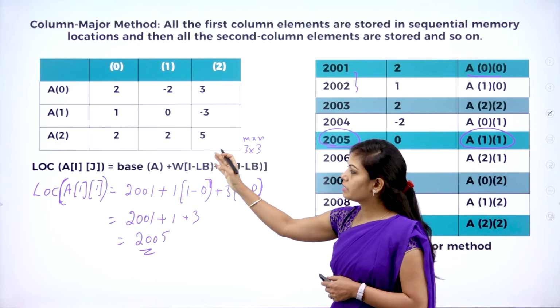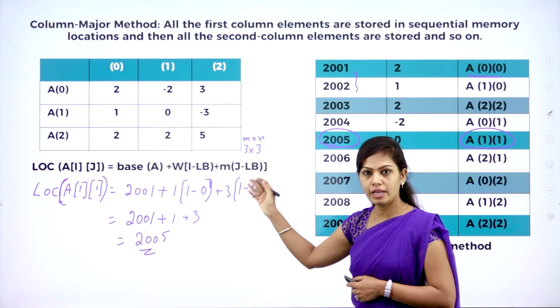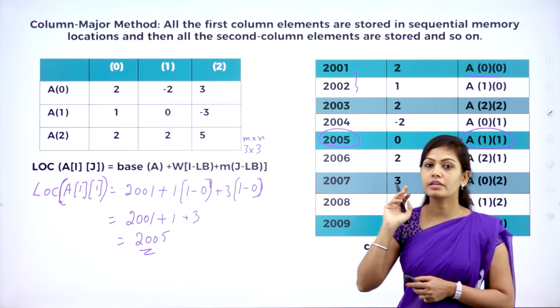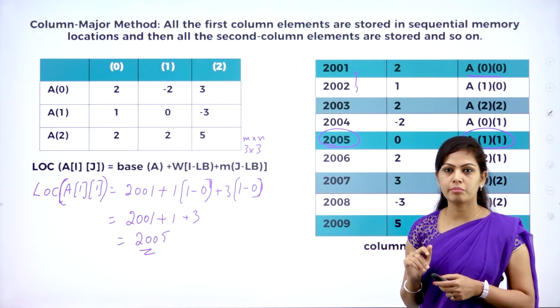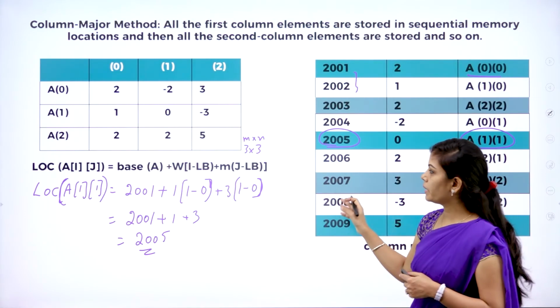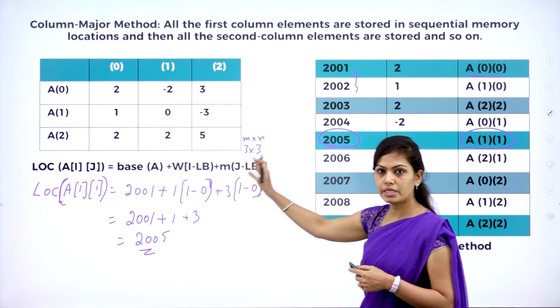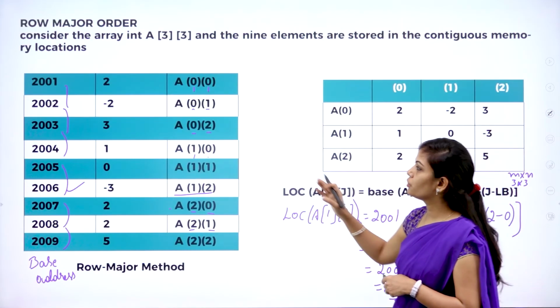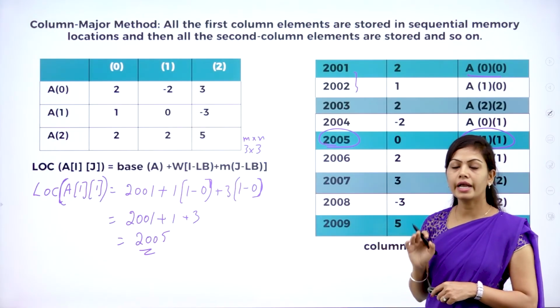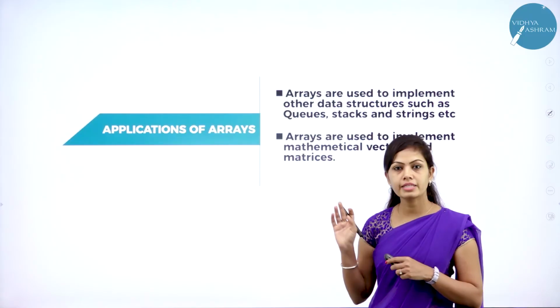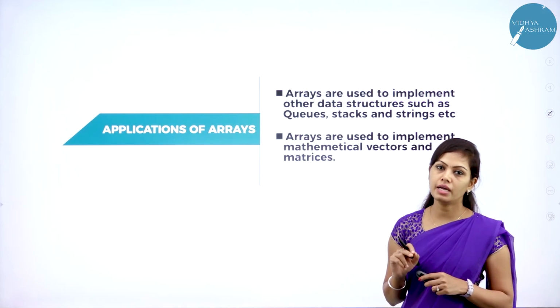Using the concept of row major and column major order, we can find the representation of a two-dimensional array. For column major, you have to use this method, and for row major, you can use this method. This is called row major order and column major order. Next, we will see the applications of an array.